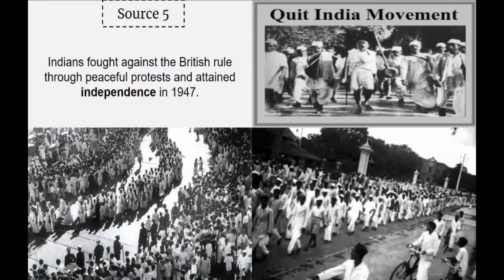So there is this movement called the Quit India movement, which was started by Mahatma Gandhi. This movement was a nationwide movement where many people participated in this protest. If you can see, many people are on the street. They demanded Britishers to quit India. That's why it was named Quit India movement, right? And because of all of this protest, British rule came to an end. The Britishers were forced to leave India, and India got its independence in 1947.